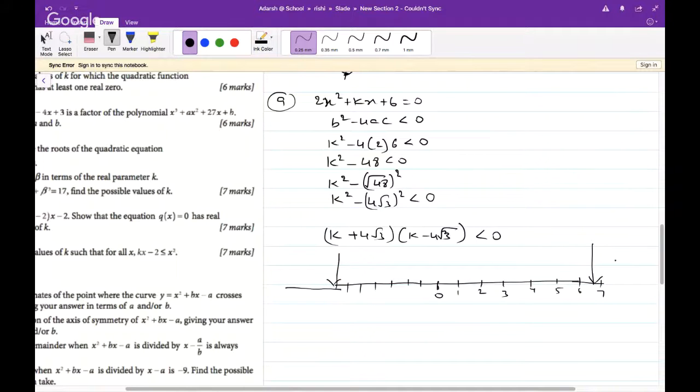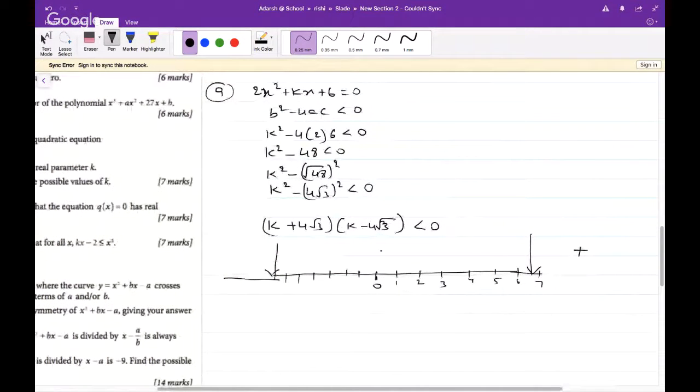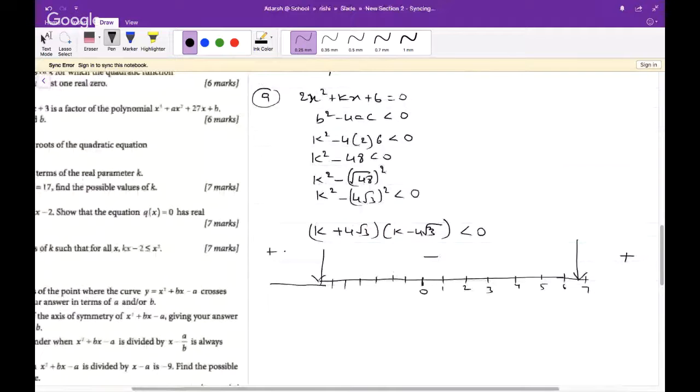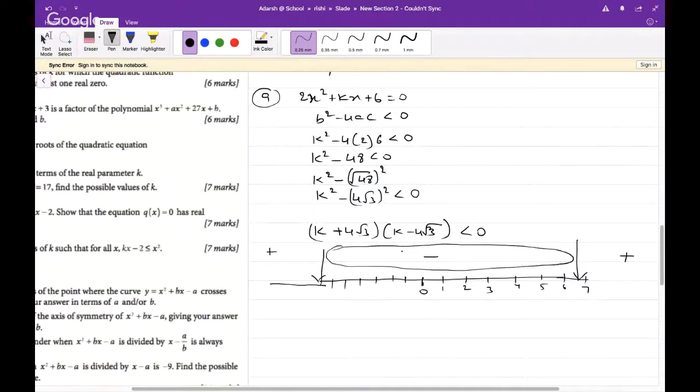Now always start from the right side, positive, negative and positive. Now we are supposed to get a lesser value, so we have to consider the negative part. So the negative part is between 4 root 3 and minus 4 root 3. So the k value lies between negative 4 root 3 and positive 4 root 3.